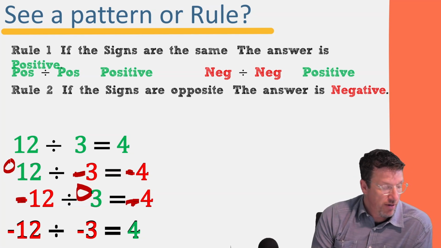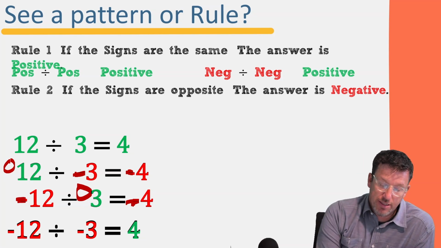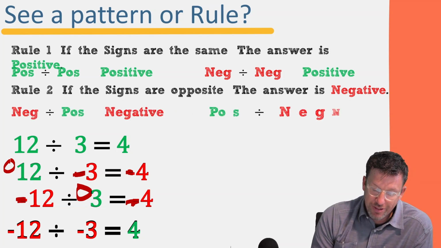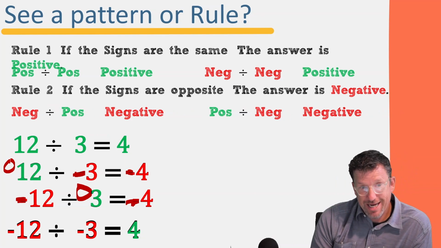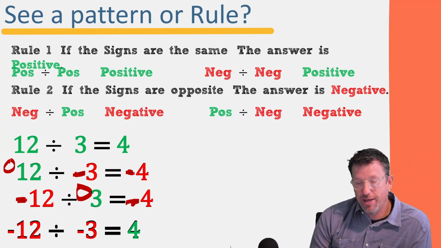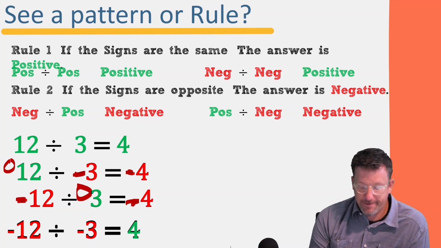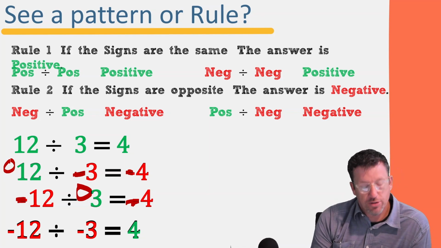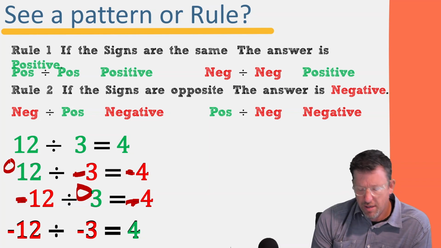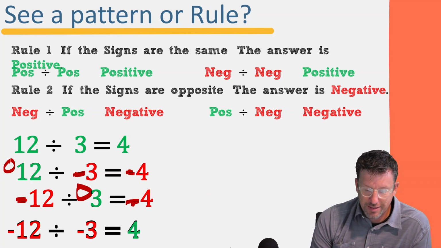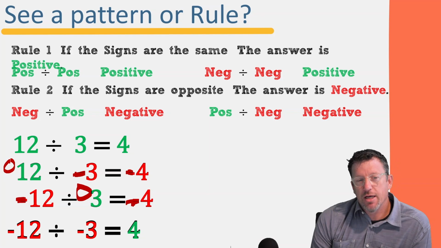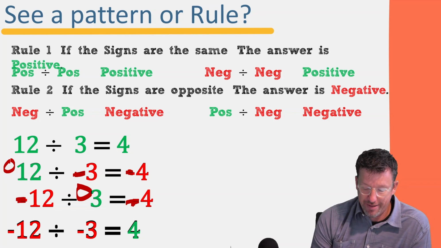So if both the signs are the same, the answer is positive. If both signs are different, the answer is going to be negative. Now remember, this rule only applies in division and multiplication. Addition and subtraction are their own beast. You guys have been crushing that, so hopefully you understand that. If not, go back and watch that video. And make sure you have these broken down in ways that make sense, okay? Because you're going to be doing integers not just now. It's going to be part of the rest of your math life.